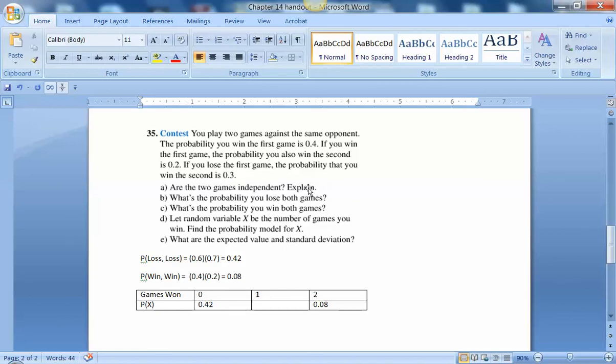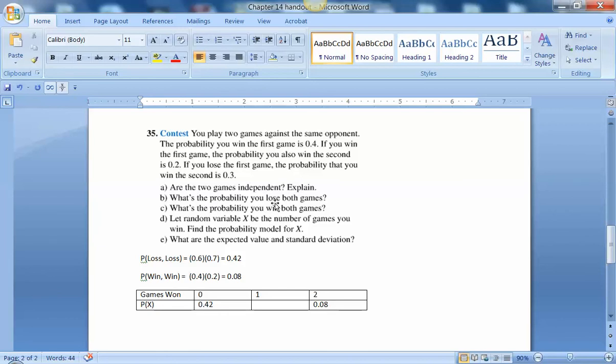Explain. Well, notice that the probability of winning is not staying the same. The probability that you win the first game is 0.4. If you win the first game, actually the probability of winning the second game goes down. So the 2 games are not independent. Now what's the probability that we get a loss and a loss?